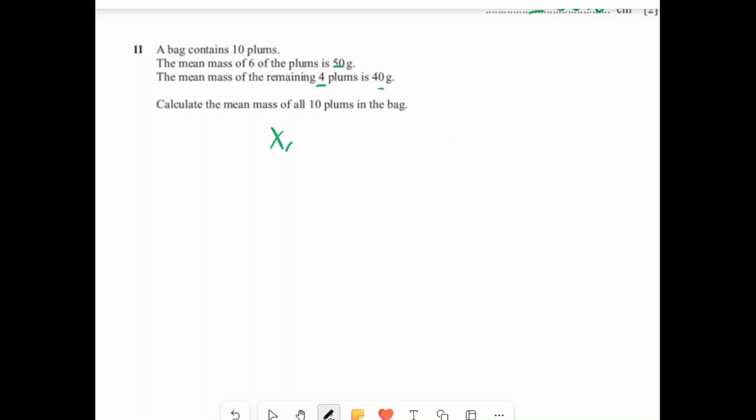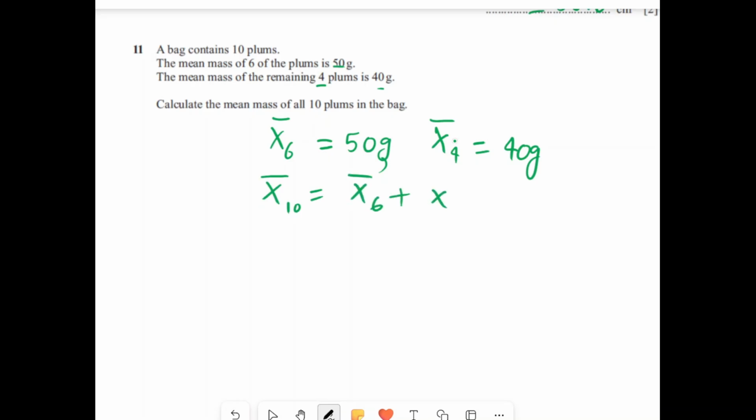Mean mass of 6 plums, x bar, mean is represented by x bar. X bar of 6 is given to us as 50, and the mean mass of 4 plums, x bar of 4, is given to us as 40 grams. What do the students commonly do? They will do it like this: x bar of 10 will be equal to the mean of 6 plus the mean of 4. But let me tell you, this is not correct. These are not equal, and we will be solving it differently.